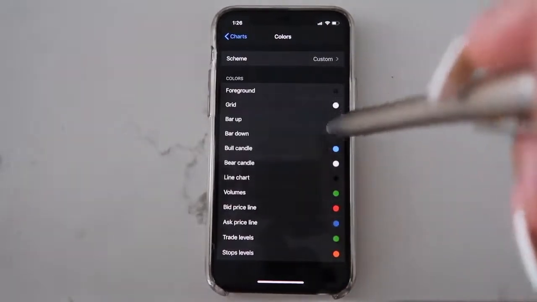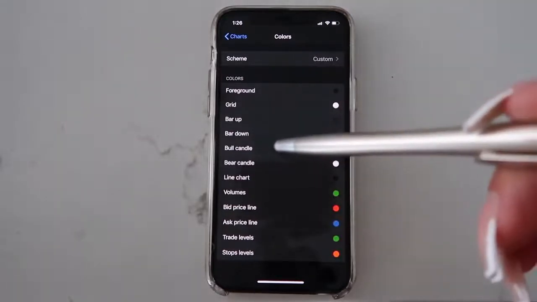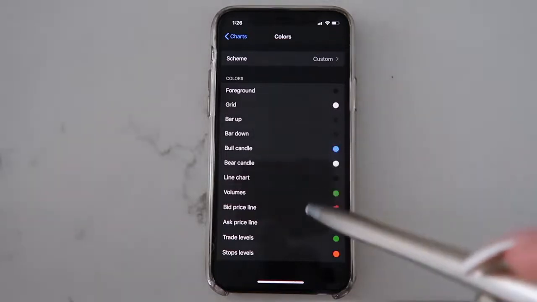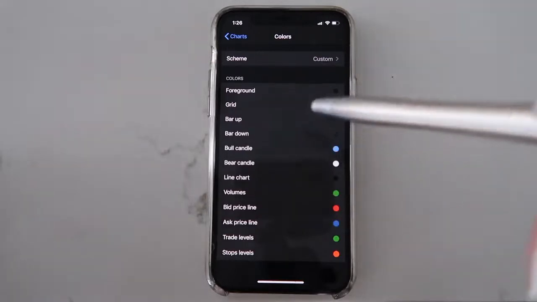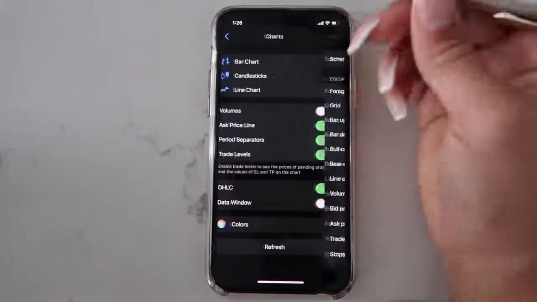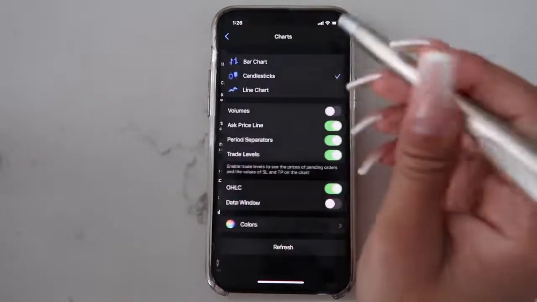So you can come here and then you can pick and choose the colors that you want. Bull candles are going to be your buy candles, and then your bear candles are going to be your seller candles. You can just come here, customize it, and make the charts comfortable for you. Make the charts easy for you to understand and read. Maybe you want to turn off the grid, or you want to change some of those things.